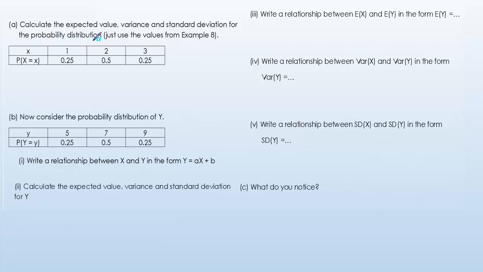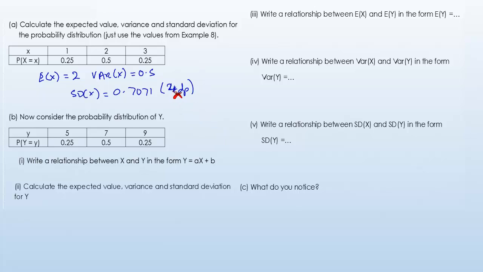Calculate the expected value, variance and standard deviation for the probability distribution. So once again, these are the values from example 8. So the expectation of x is 2, and of course we can get that just from the symmetry of the distribution. The variance of x for this one was 0.5, and the standard deviation was 0.7071, correct to 4 decimal places.